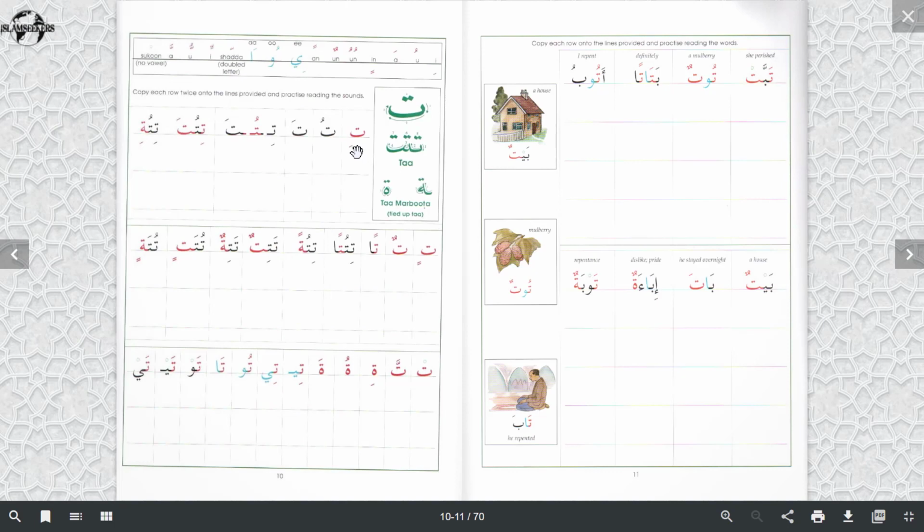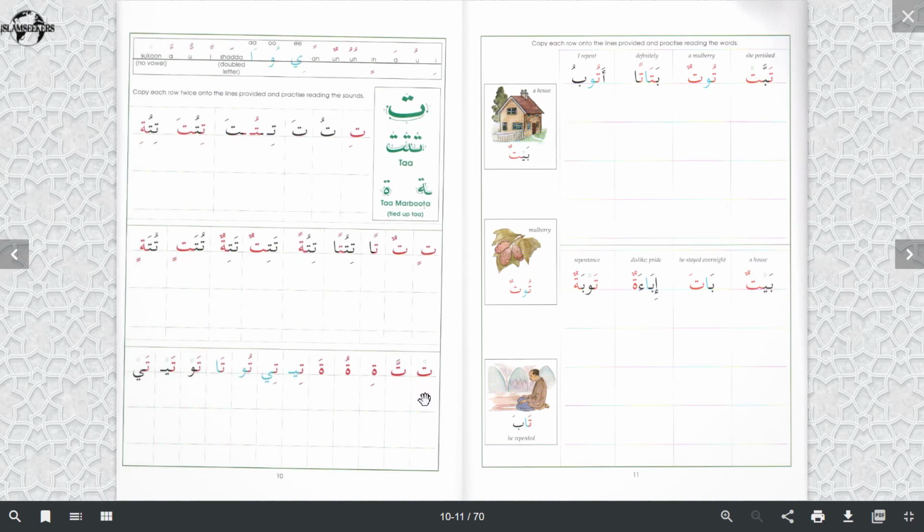Line 1. Ti. Tu. Ta. Ti. Tu. Ta. Line 2. Tin. Tun. Tan. Ti tu tan. Ta ti tun. Tutatin.